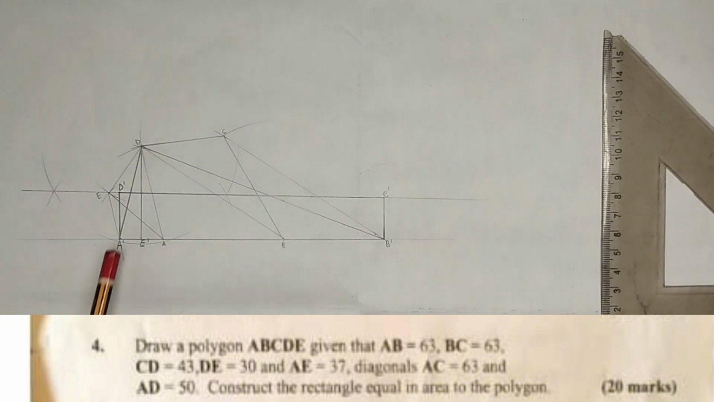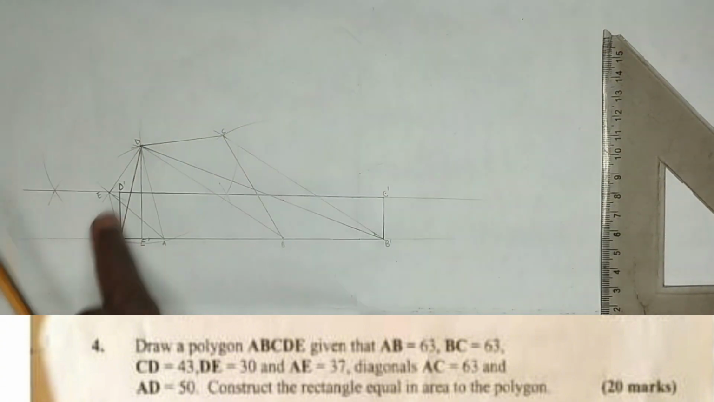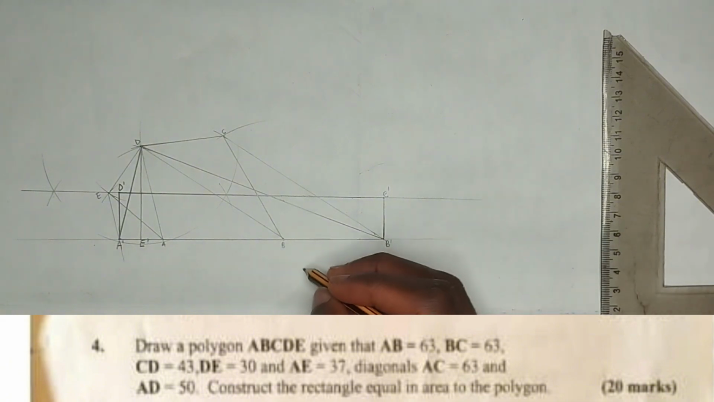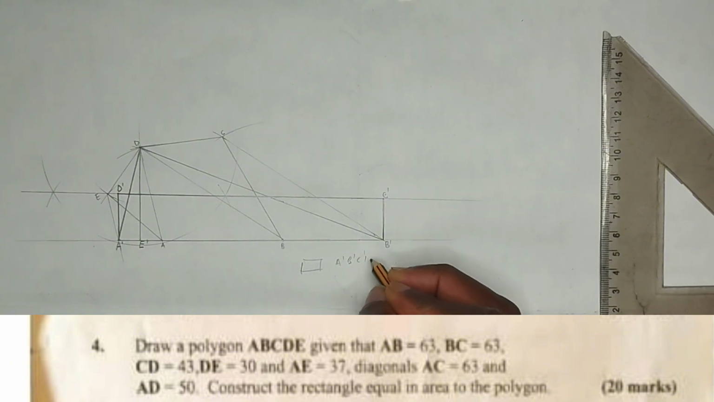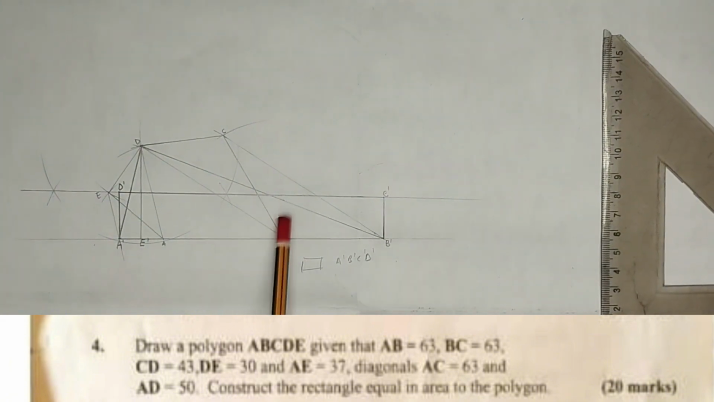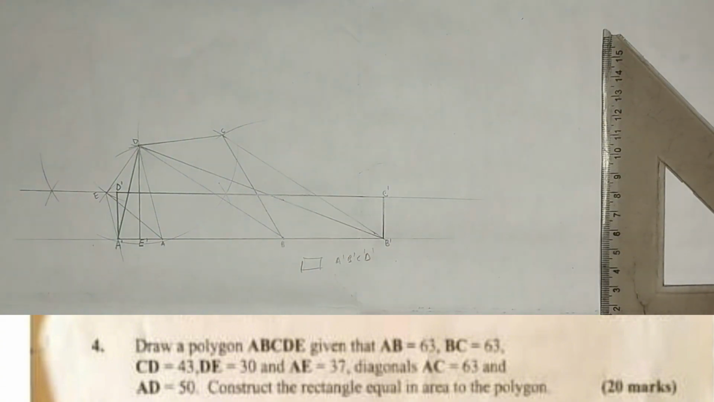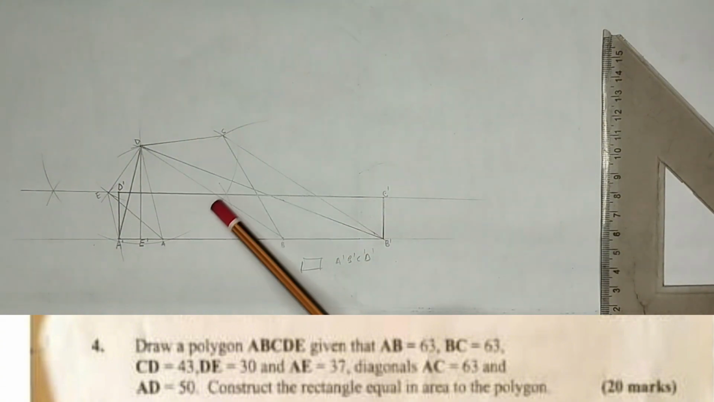So A prime, B prime, C prime, D prime is our rectangle. So we have rectangle A prime, B prime, C prime, D prime. So that is the exact rectangle we are forming from this particular pentagon which you have been given.